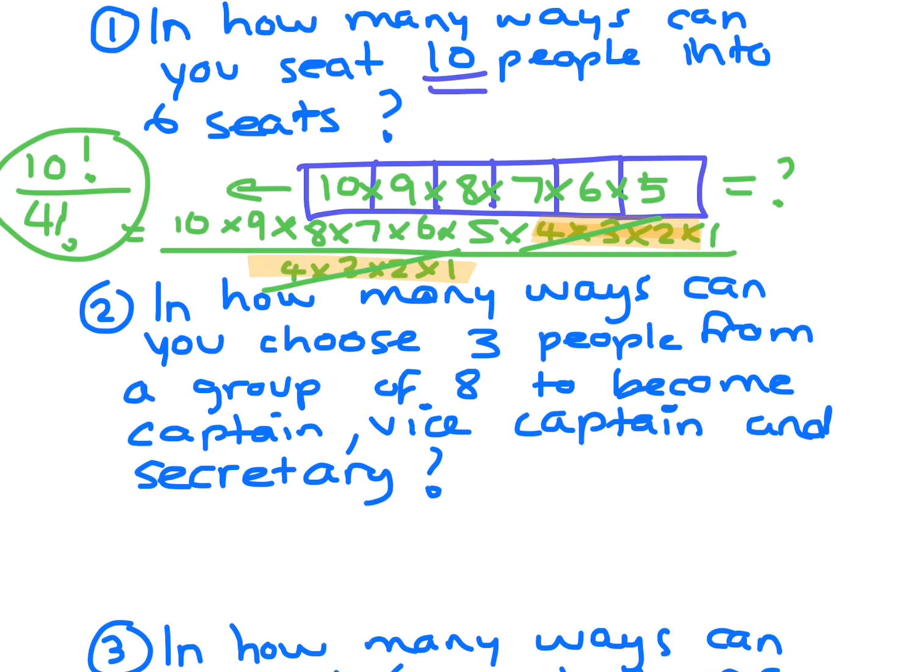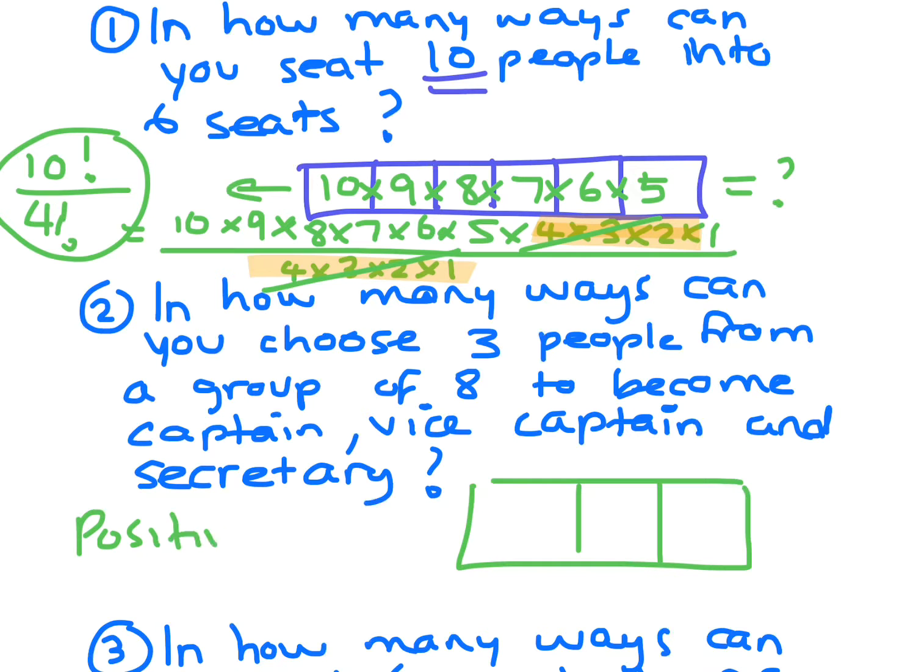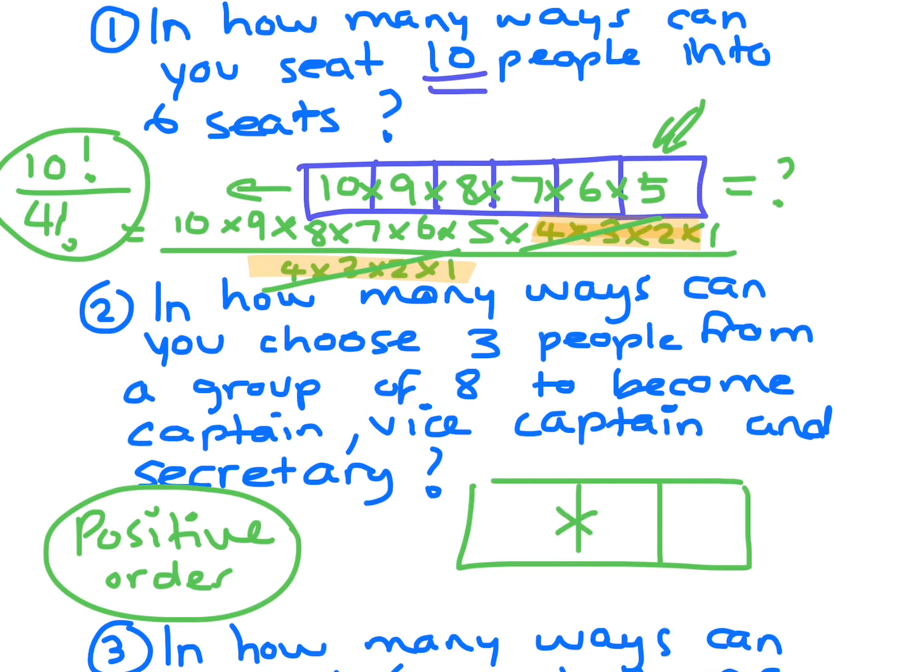In how many ways can you choose 3 people from a group of 8 to be captain, vice captain and secretary? So there's only 3 positions. So you're putting them in positions the same as you are up here. So therefore the order actually really matters. So you multiply the possibilities.